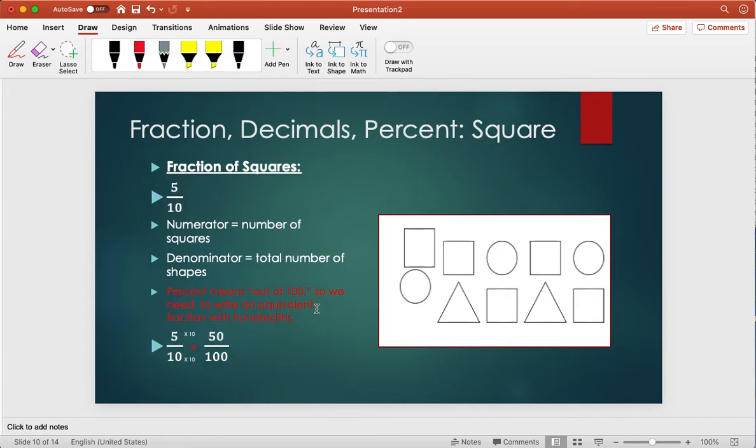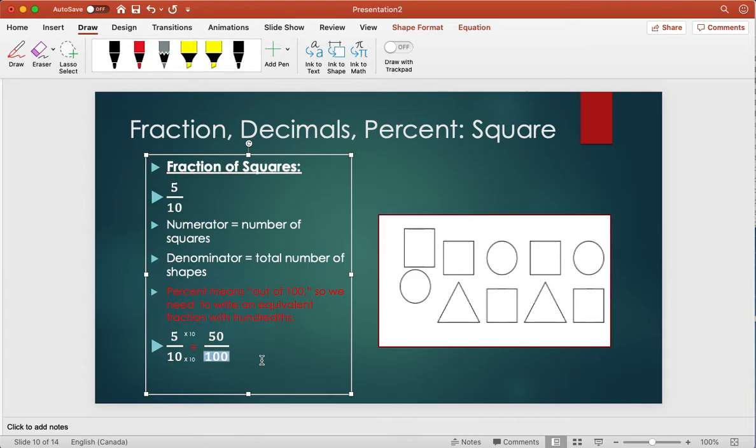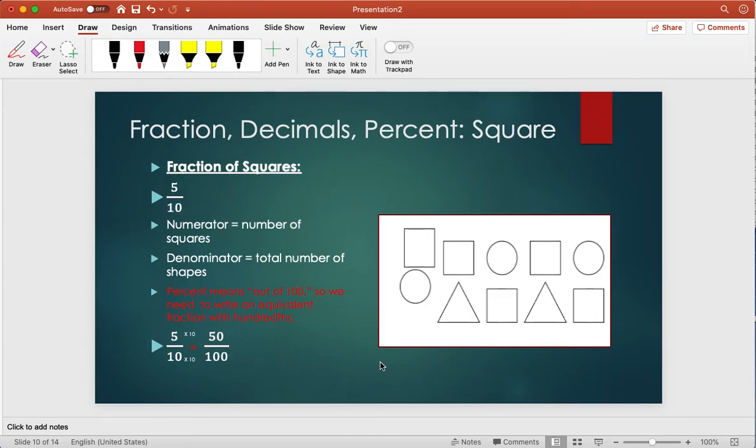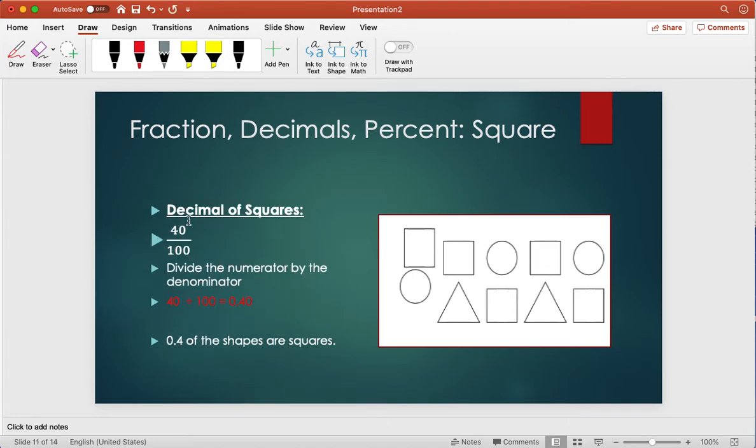So percent means out of 100, so we need to write an equivalent fraction with hundreds. In order to get it to decimals and to percents, we want to take this fraction that we got from the picture and make it as close as possible to 100. Luckily, we can multiply them both by 10, and it's going to give us 50 over 100. So if we somehow were able to duplicate these shapes perfectly, out of 100 of these shapes, 50 would be squares.